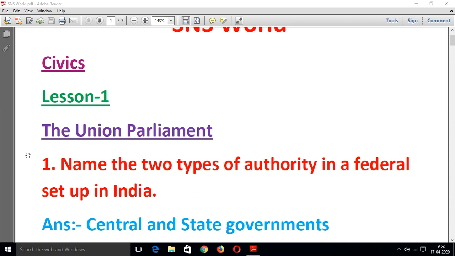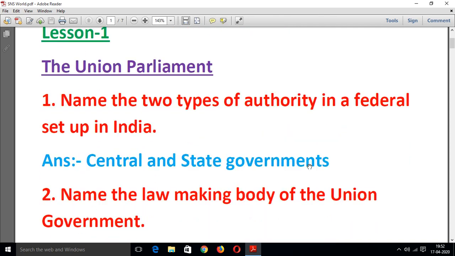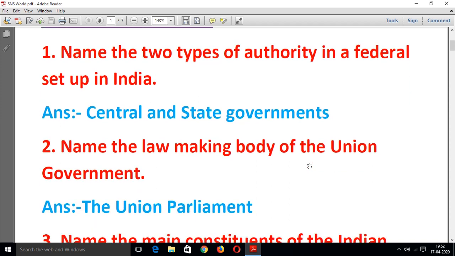The Union Parliament. First question: name the two types of authority in a federal setup in India. One is the central government and another one is the state government. Next question: name the law-making body of the union government. The law-making body is the Union Parliament.